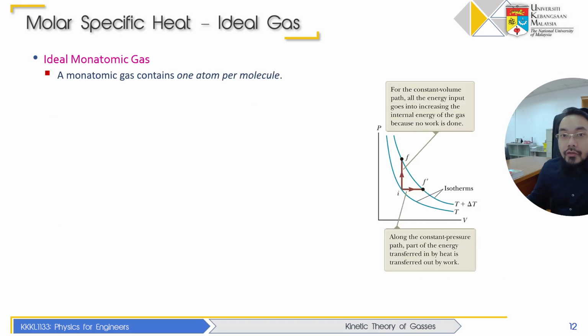Okay, so for an ideal monoatomic gas, that means a gas with just a single atom as the molecule. A monoatomic gas contains one atom per molecule, so this is basically the noble gases like helium, neon, xenon, and all that.